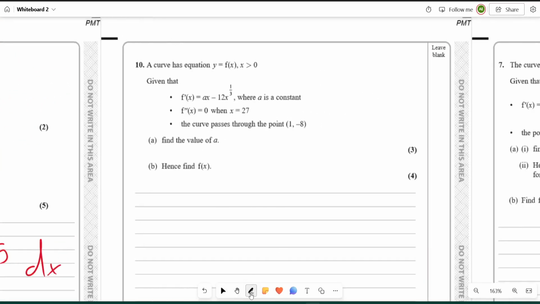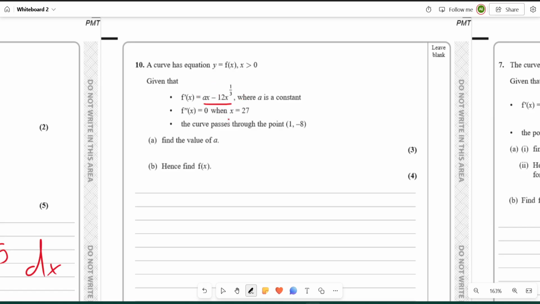So over here, this question tells me, given that a curve has the equation y equals f of x, given that f dash of x is ax minus 12x power 1 over 3, where a is a constant, f double dash of x is 0 when x is 27, the curve passes through the point (1, -8), find the value of a. Okay, here it's not only integration we're gonna look at, also differentiation, because they go hand in hand. So what does the question want? It wants us to find this.